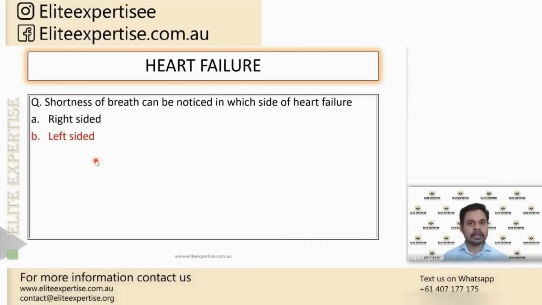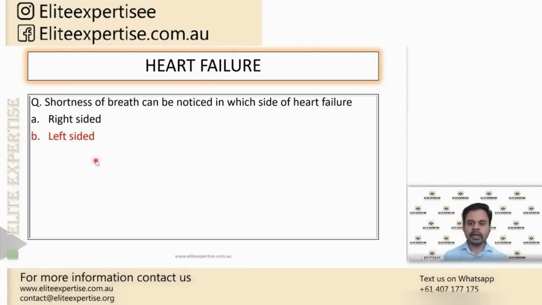Then the peripheral edema, especially the ankle swelling, can be noticed in which side of the heart failure, either right side or left side? So we know that peripheral edema, that is the ankle swelling, can be noticed in case of right-sided heart failure.